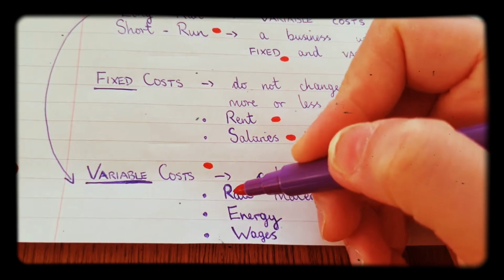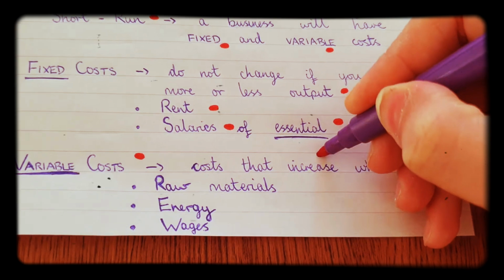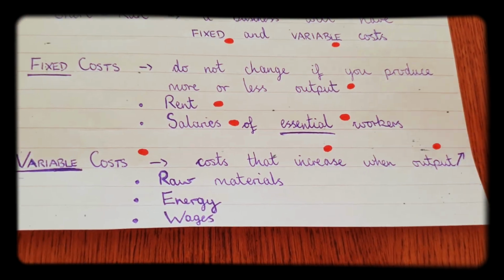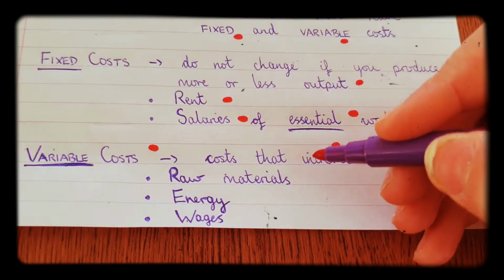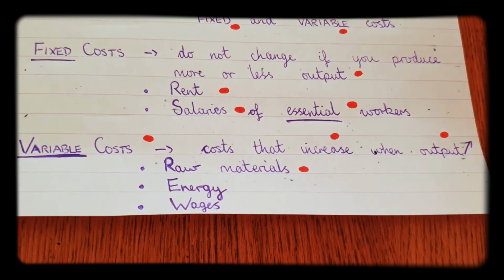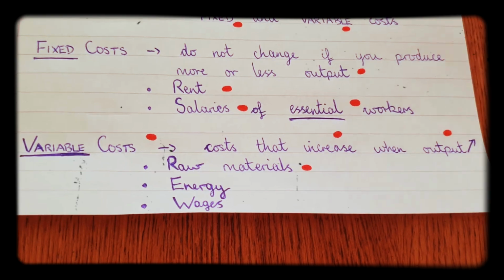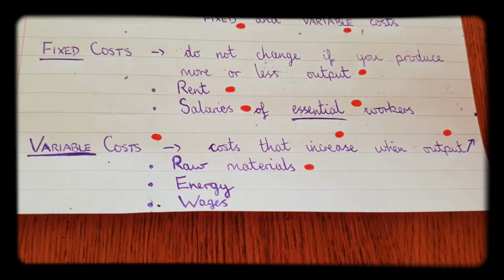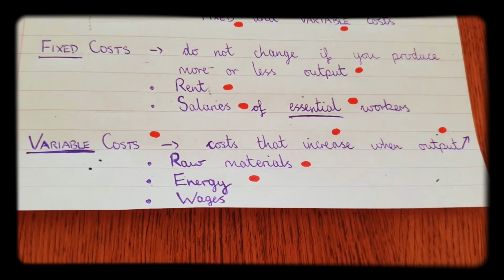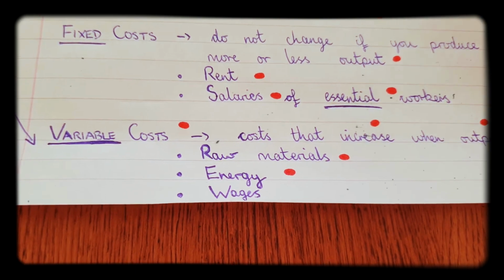Now variable costs, these are costs that increase when output goes up. So the more you produce, the more you pay. So for example, raw materials, if a coffee shop sells more cups of coffee, it's going to have to pay more in terms of coffee beans. It's going to have to pay more and more and more the more it sells. Energy as well. The more cups of coffee it sells, the more it's going to have to pay on energy to heat up the water that's needed for that process.